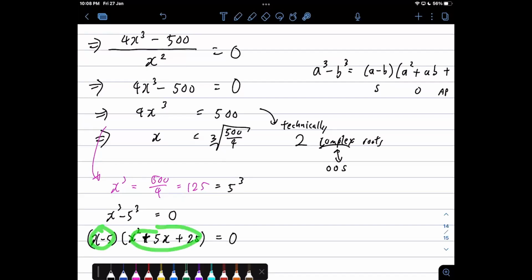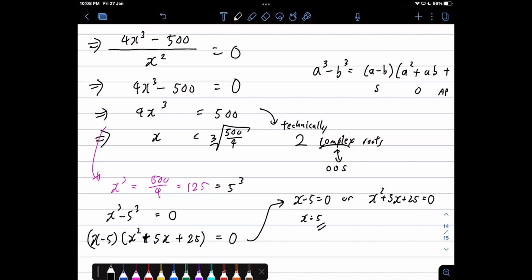Factor times factor, if you recall your factor theorem, actually this is just solving equations. First factor equals 0 or second factor equals 0. Can you see that? Solve the first factor, you get x equal to 5. Solve the second factor, use the quadratic formula. You realize that the b squared minus 4ac, the discriminant, is less than 0. Then you have to take the square root, so you cannot continue.